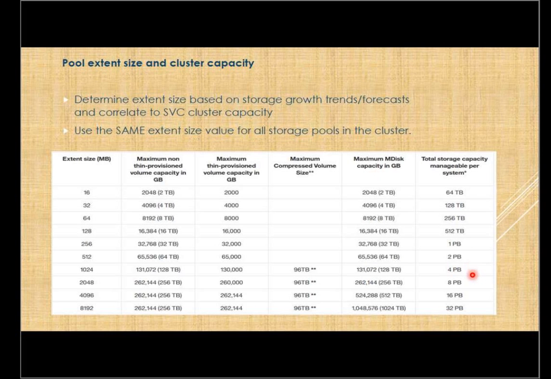Okay, and accordingly we can have different MDisk sizes, maximum size of MDisks. We can have maximum compressed volume size. We can have maximum thin provisioned volume capacity. We can also have maximum non-thin provisioned volume capacity. What is thin provisioning? We will be explaining further. Storage guys might know about thin provisioning, but we'll be discussing thin provisioning as well, in upcoming slides.